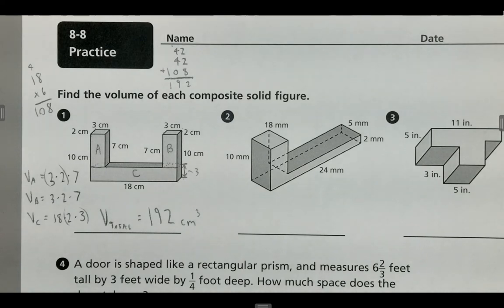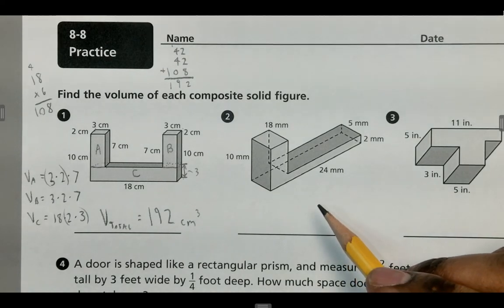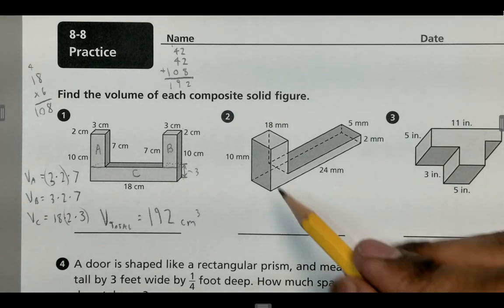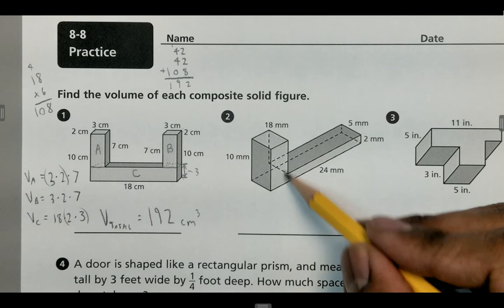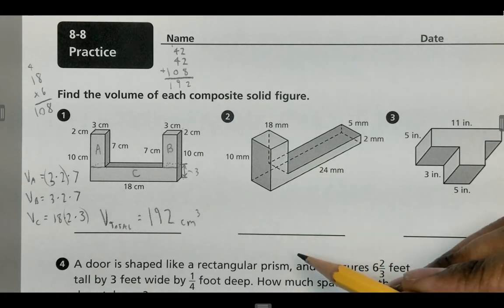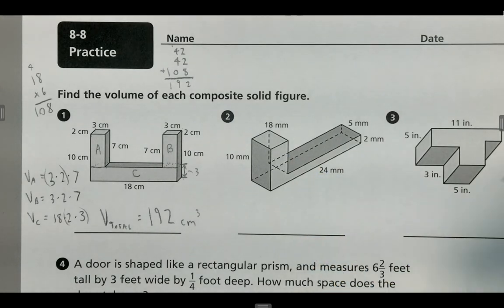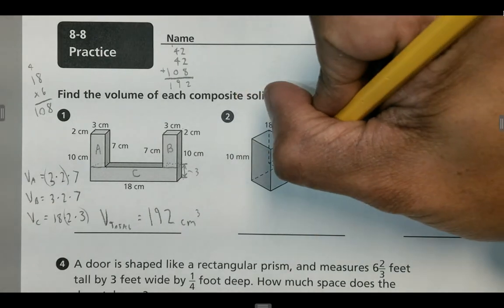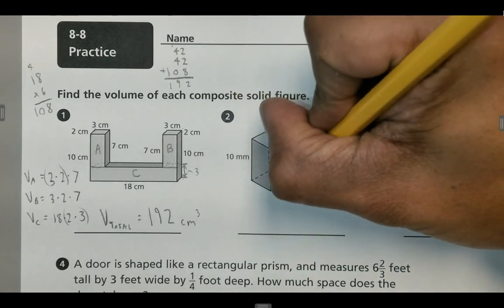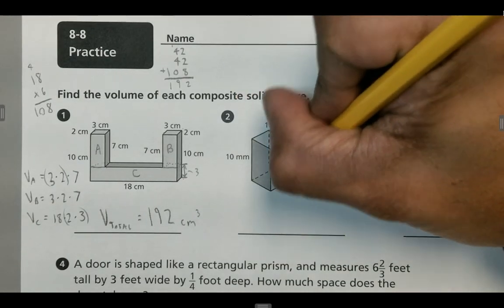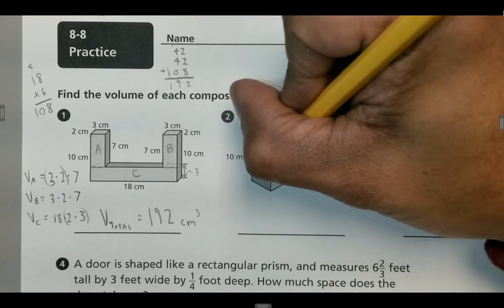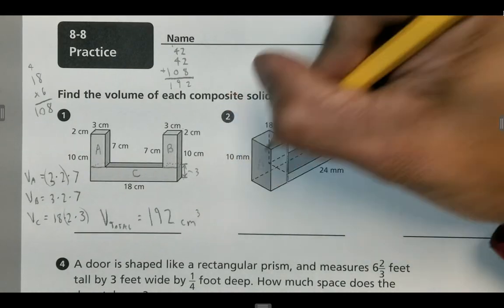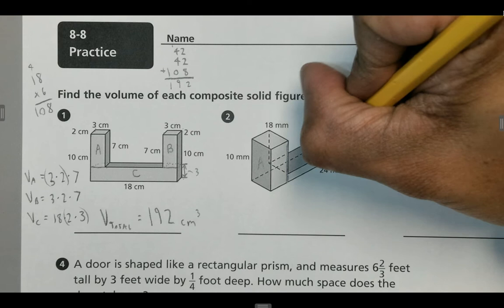Number 2. This shape, I can slice it like this or slice it like this. As long as I'm careful and accurate with my dimensions, I'm going to get the same answer. But just for fun, I'm going to slice it this way. So I'm going to call this portion part A and this portion part B.